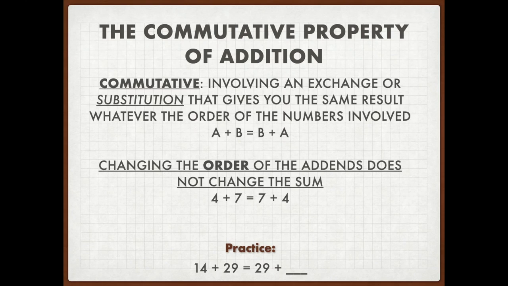So 4 plus 7, which is 11, is the same as 7 plus 4. As you can see in the practice example, it seems pretty basic, pretty easy. But 14 plus 29 is going to be the same as 29 plus 14.